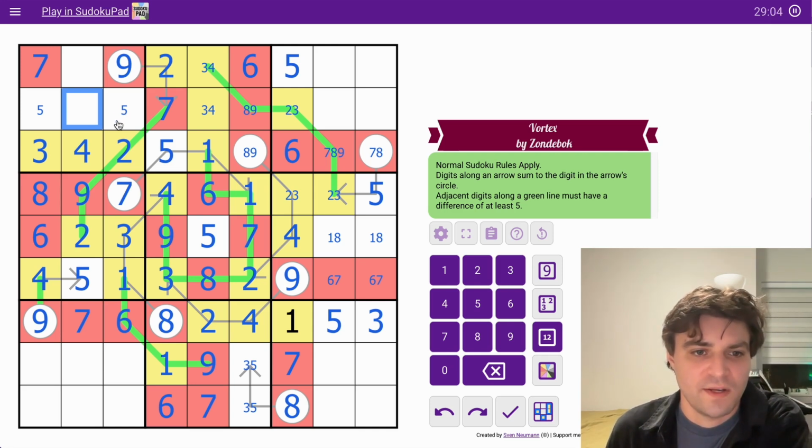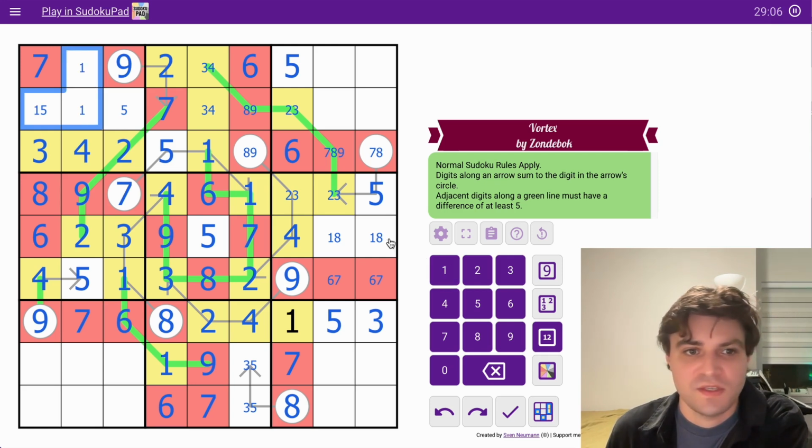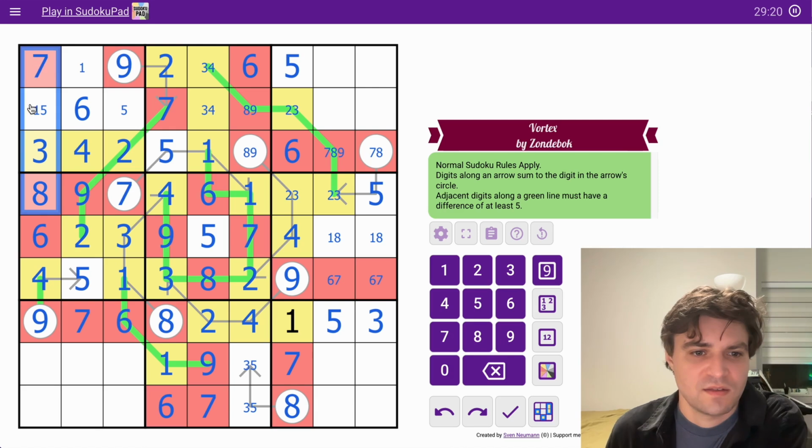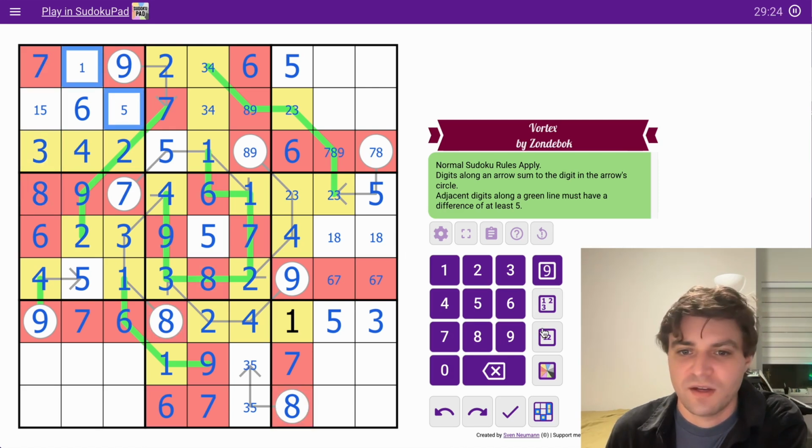We're going to need a 1. That 1 must go in one of these cells. We're going to need a 6. 6 can only go here, actually. You must be a 6. And then we're missing one more number, which is an 8. And that 8... Are there more 8s that I'm not seeing? There aren't. That 8 can either go here or here.